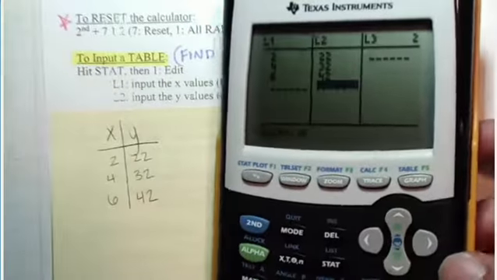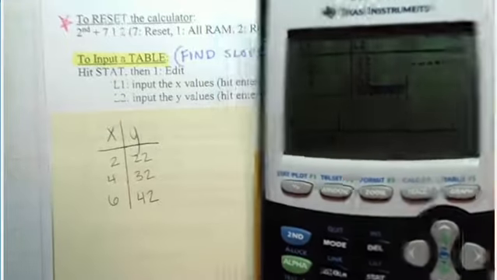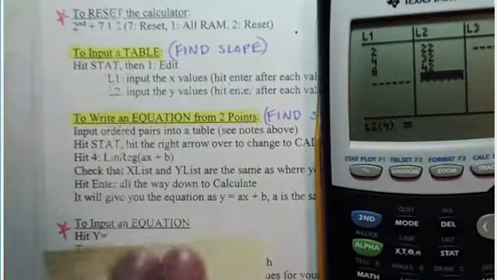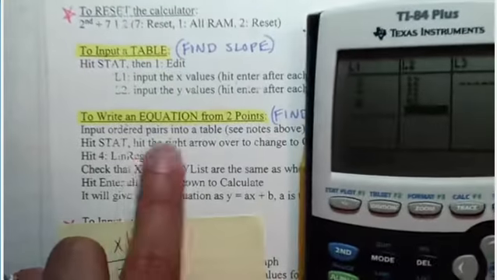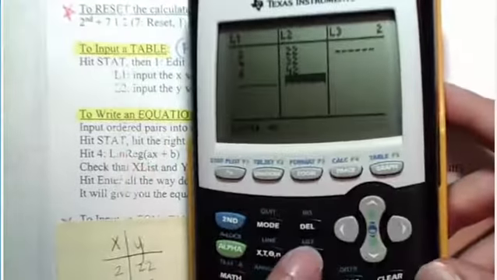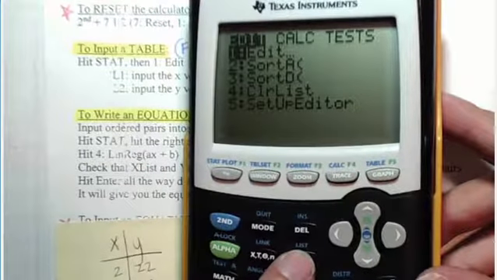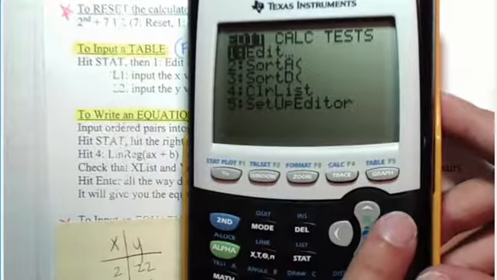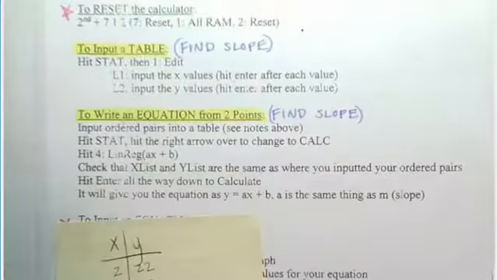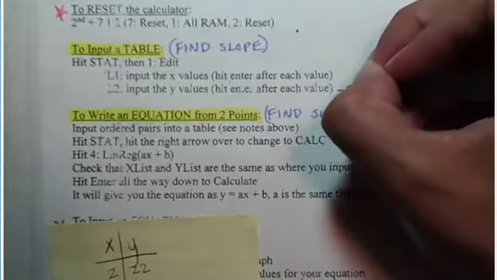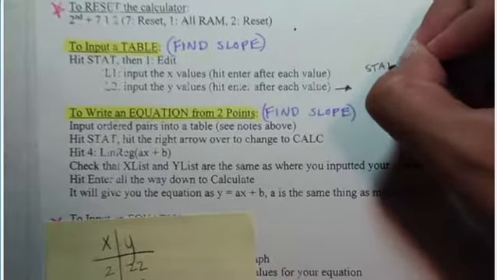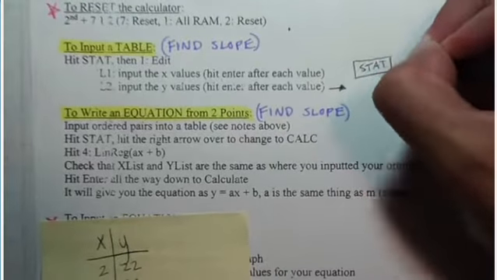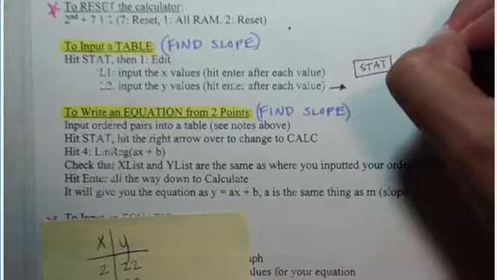Now to figure out the actual slope, we're going to look at the next thing. And what we're going to do is push stat again. And we're going to go over to the right to calc. Let's go ahead and write this down. So after this part right here, I want you to push stat, and then go over to the right to calc.